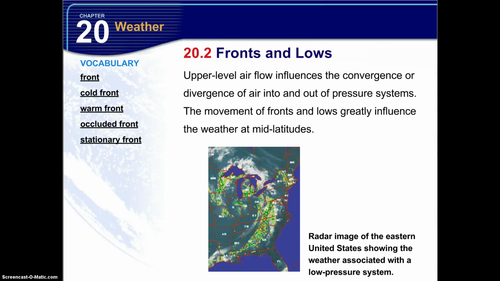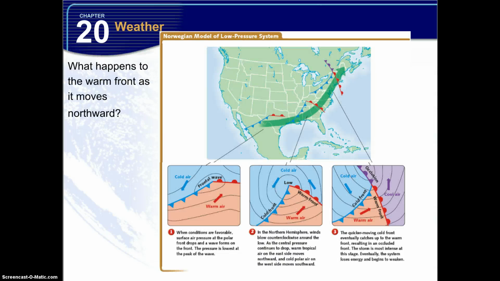Now, upper level airflow influences the convergence or divergence of air into and out of pressure systems. The movement of fronts and lows greatly influences the weather at mid-latitudes. So, if we look at this diagram here, it first starts when the conditions are favorable. Surface air pressure at the polar front drops and a wave forms on the front. The pressure is lowest at the peak of the wave.